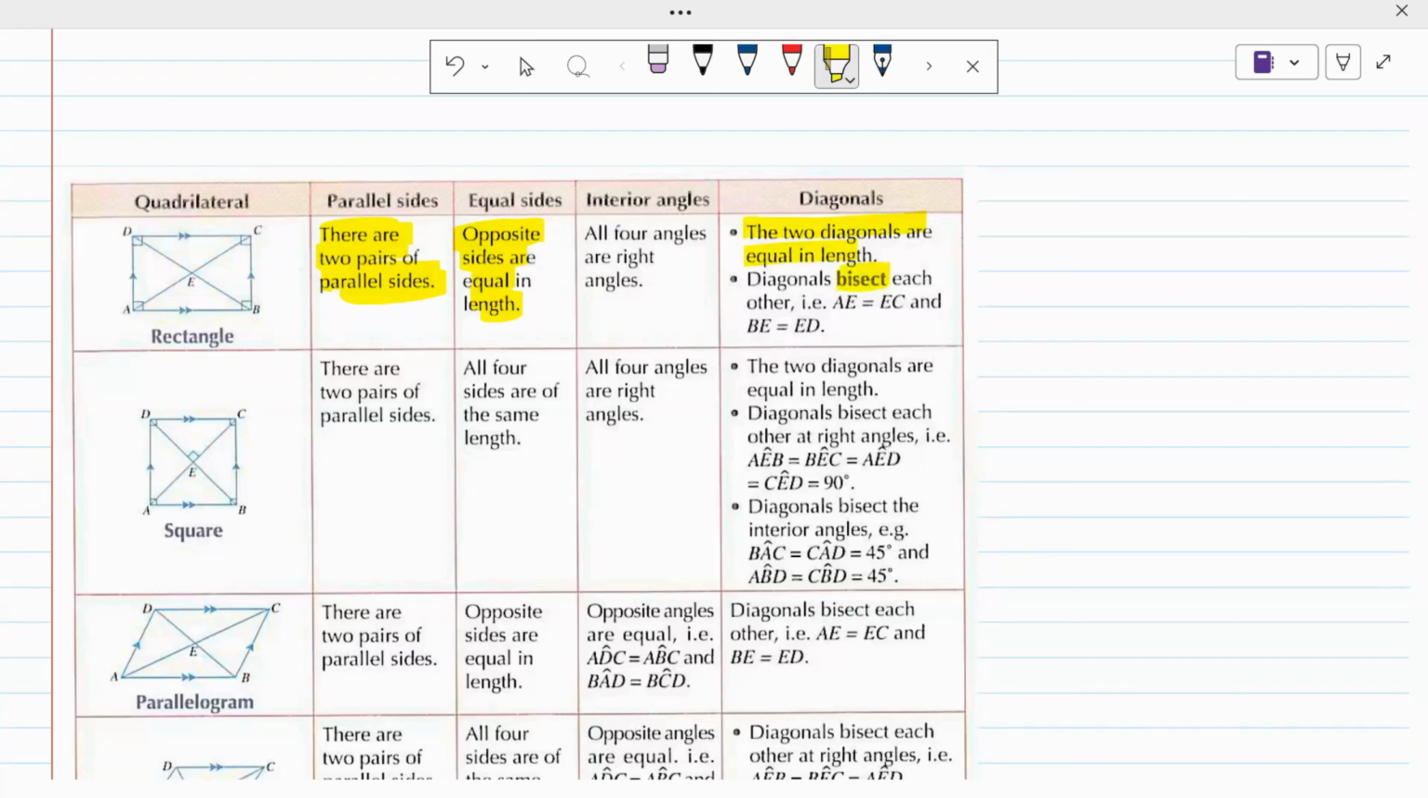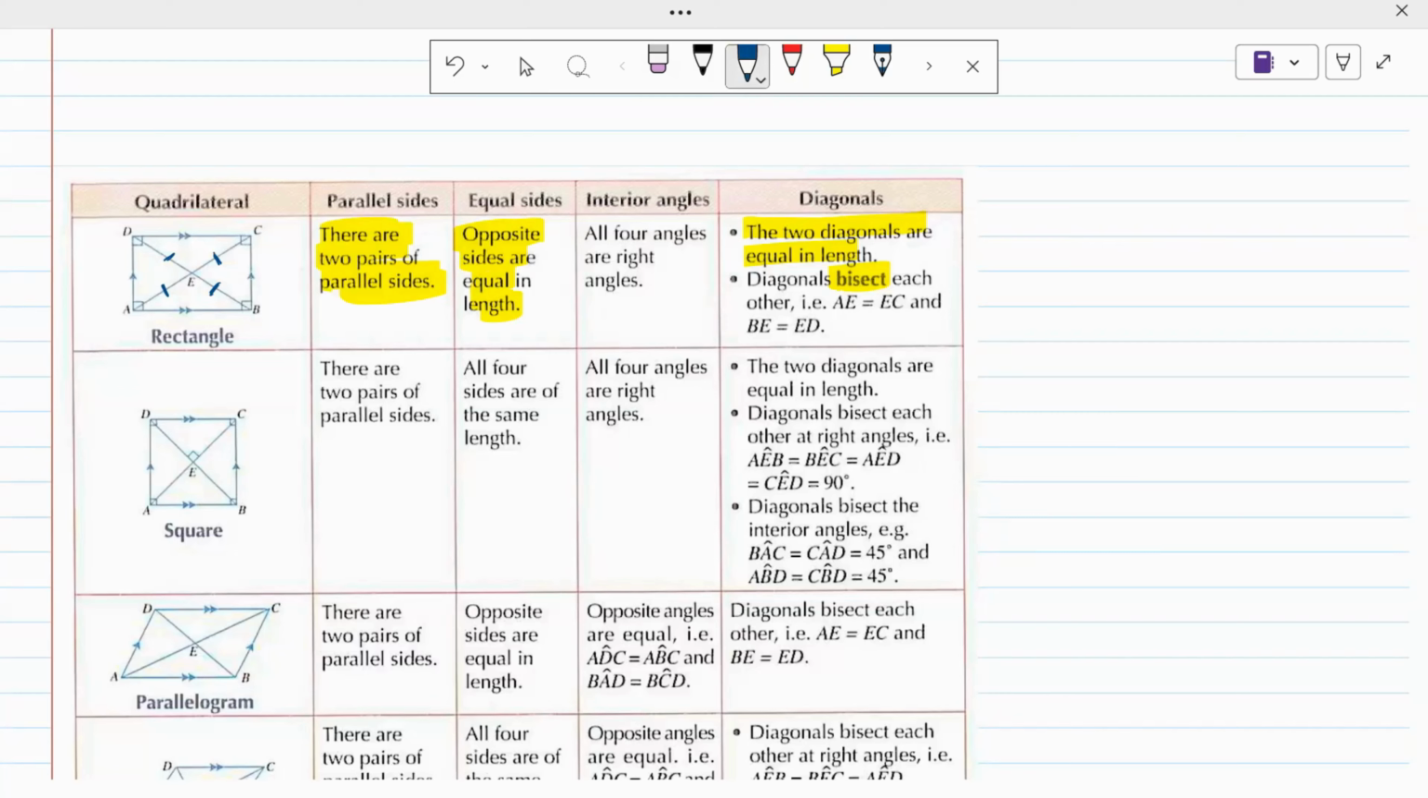Diagonals bisect. Now, this is the most important thing. Diagonals bisect each other. Bisect each other means this side would be the same as this side, and BE is equal to ED. So BE, this side, would be the same as this. So this is the must property. And yes, since they bisect each other, all these sides would be equal. So instead of writing the double dash, you can also write the single dash here. So they all would be the same here in case of a rectangle.